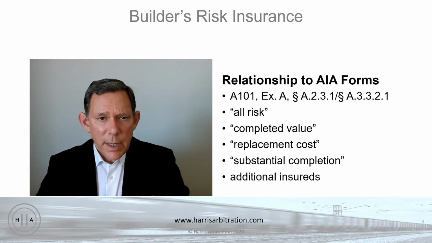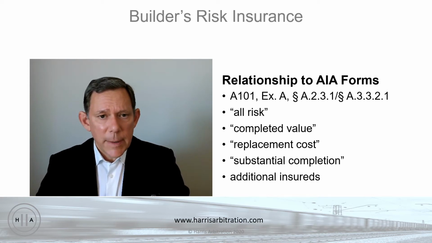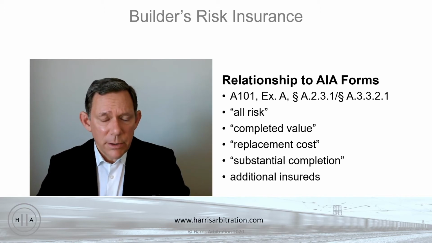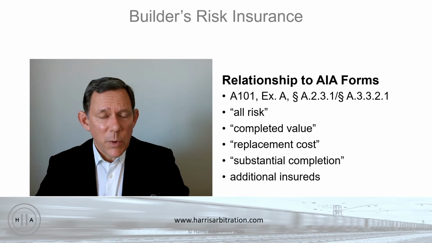So again, the AIA forms, including Exhibit A to A101, have the provisions requiring either the owner or the contractor to carry builder's risk insurance. Now, it's worth noting that there are a number of provisions in Exhibit A that require specific things in a builder's risk policy. And builder's risk policies, unlike CGL policies, tend to be more what are called manuscript. That is, where there's more tailoring of the policy itself than is common with a CGL policy.